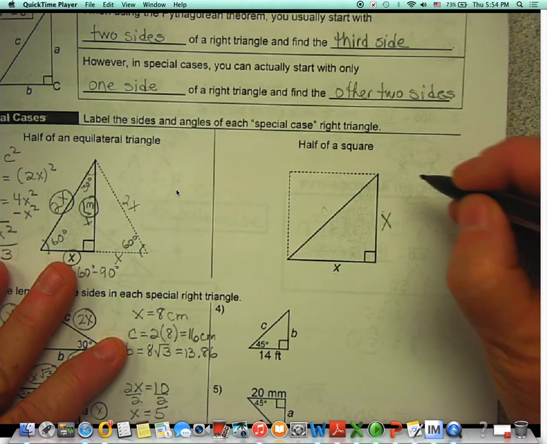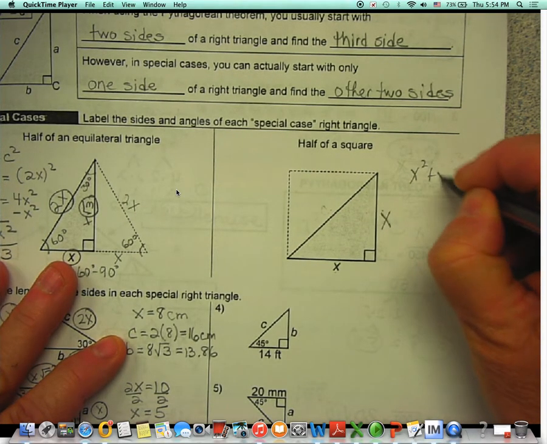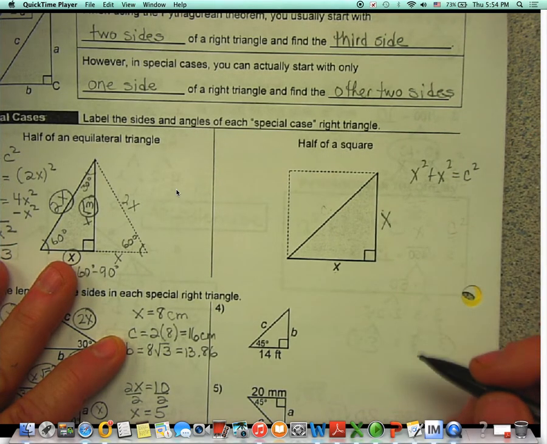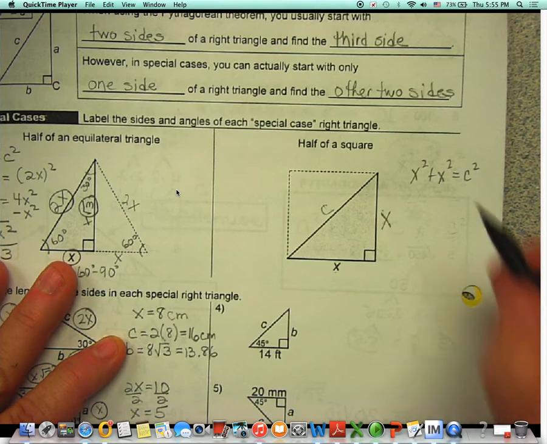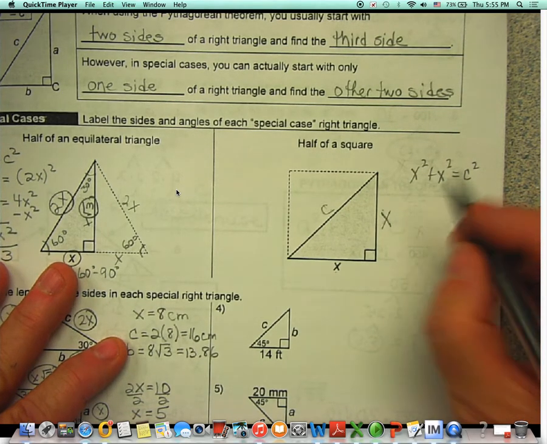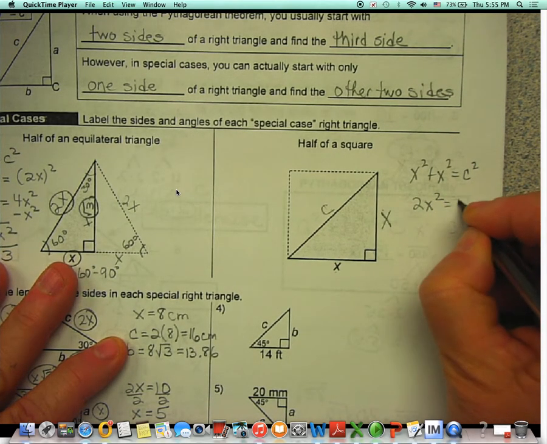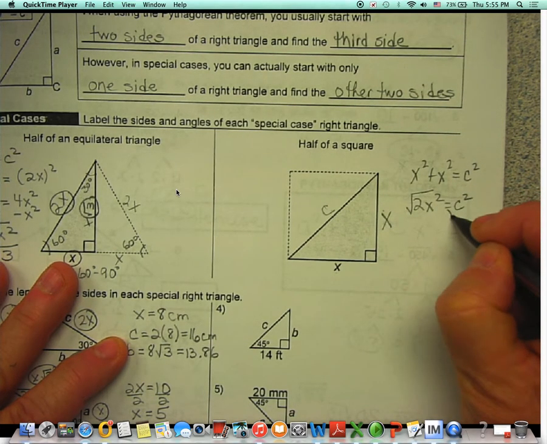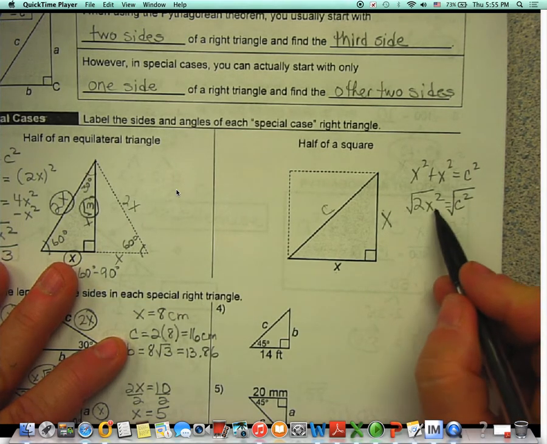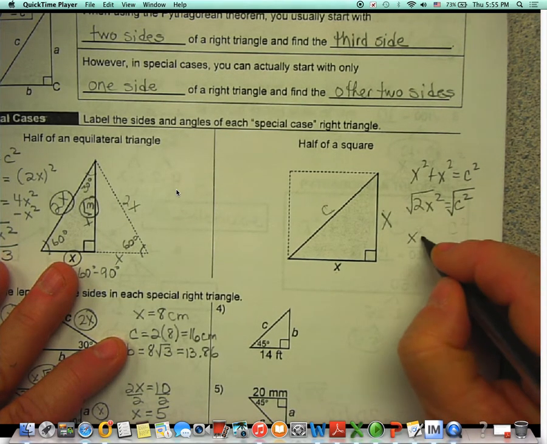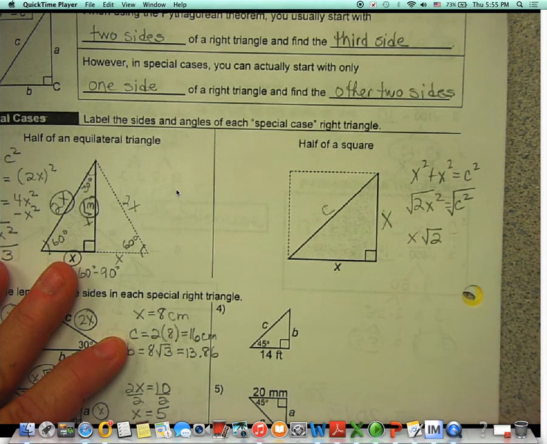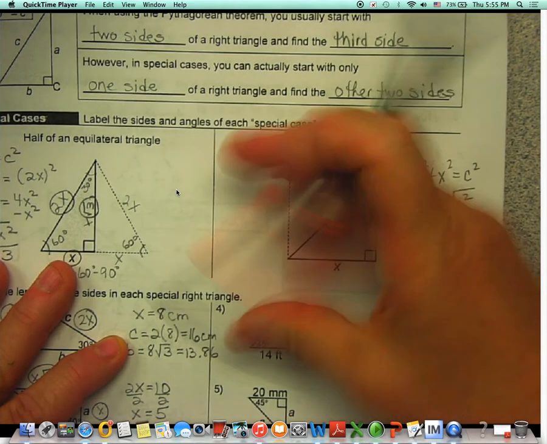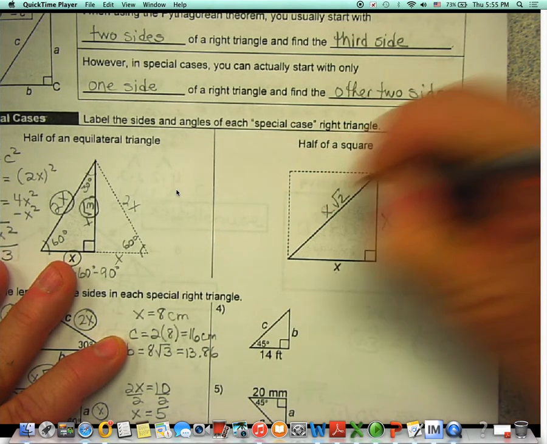So we're going to say that x squared plus x squared equals c squared. We'll call this c. Okay, then 1x squared plus 1x squared is 2x squared. That equals c squared. Then we need to get this c by itself, so we're going to square root both sides. And the square root of x squared is x. And we leave the 2 underneath the square root, and that equals c. So this ends up being, I'm going to erase this and put x square root of 2.